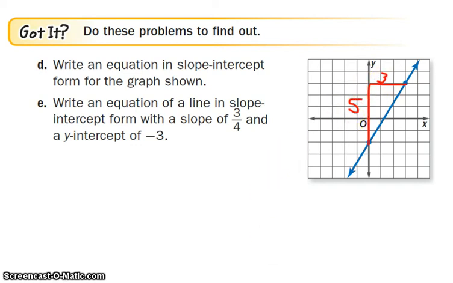Now let's check out, where does it cross the y-axis? Well, here's our y-axis, and our line crosses right here. So that's going to be at a -2.